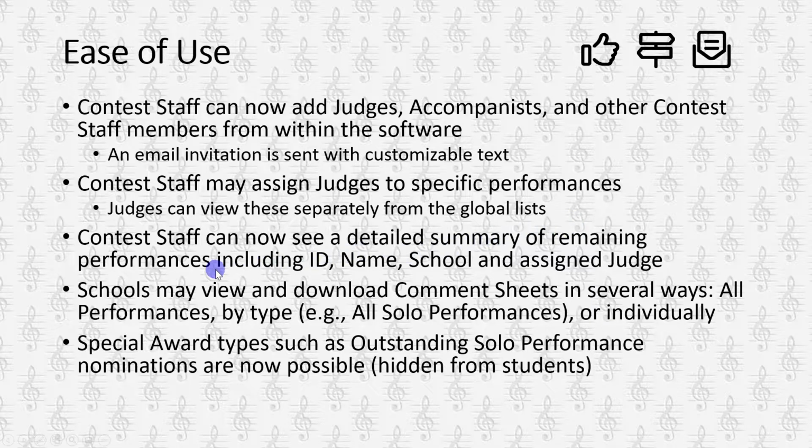You also can now see a detailed summary of your remaining performances, including the ID number, such as Solo 34926, the name of the student or ensemble, the school, and even the judge to which you've assigned that performance. And you can sort by those. So it's kind of nice to know who's left in your process if you're in the middle of, let's say, a week-long virtual contest. I've improved the downloads so that schools and contest staff can view and download comment sheets in a number of different ways. And we've figured out a way to incorporate the Outstanding Performance Awards directly within the existing scoring structure.